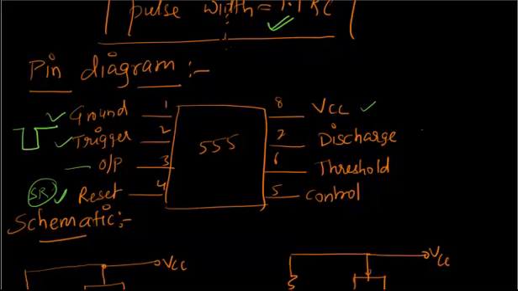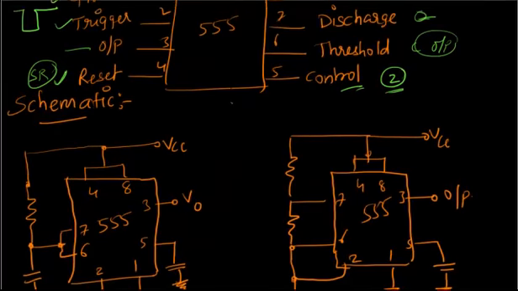Discharge is where you keep the capacitor. Threshold is again the capacitor output, because you have to check it with the comparator. Control voltage is nothing but the second comparator's reference voltage, which you have seen in the circuit.